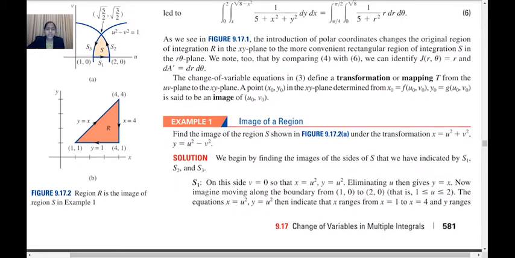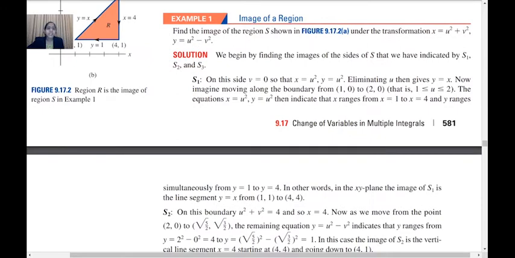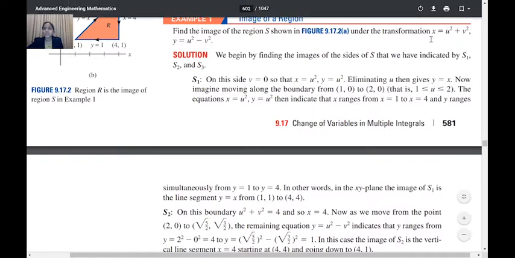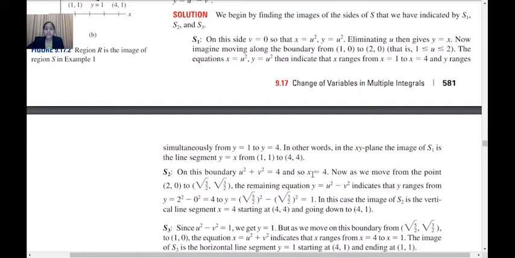Now let's see what happens on S2. On S2, it is given to us u square plus v square is 4, right? So if u square plus v square is 4, our transformation is x is equal to u square plus v square. So this implies x is 4. So it is a vertical line, x is equal to 4.